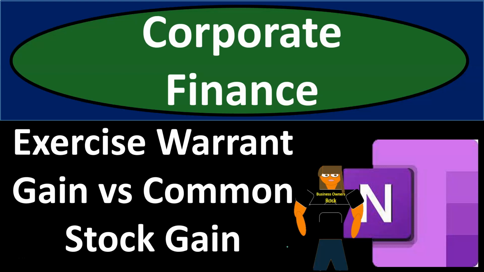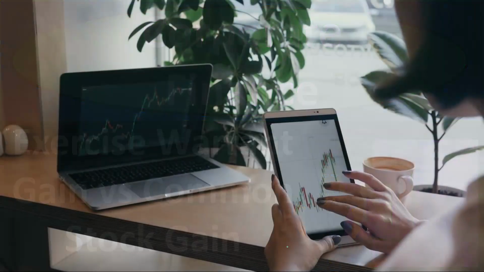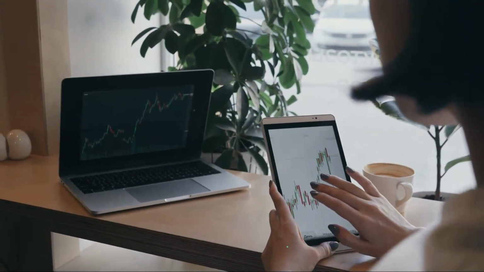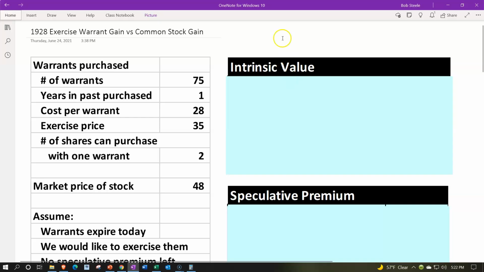Corporate finance practice problem using OneNote. Exercise warrant gain versus common stock gain. Get ready, it's time to take our chance with corporate finance. Here we are in OneNote.